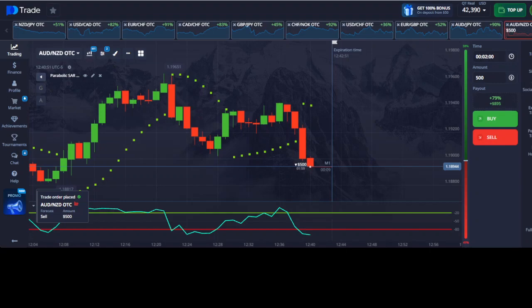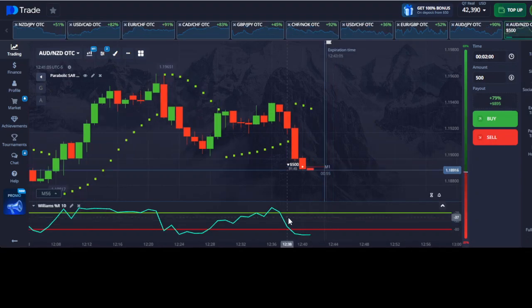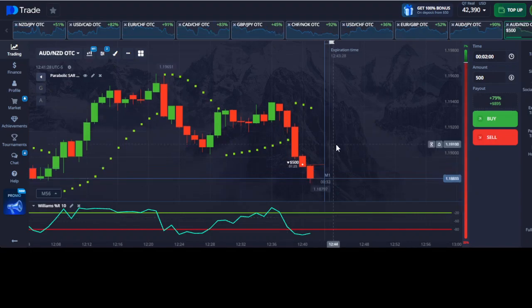The reason I took the sell trade is, first of all, the Williams %R line crossed below the 80 line, the red 80 line, in a downward direction. In addition, the Parabolic SAR dots have begun to print above the candles, and this suggests to me bearish momentum to the downside over the next 2 minutes. So let's monitor this trade and wait for the expiry.